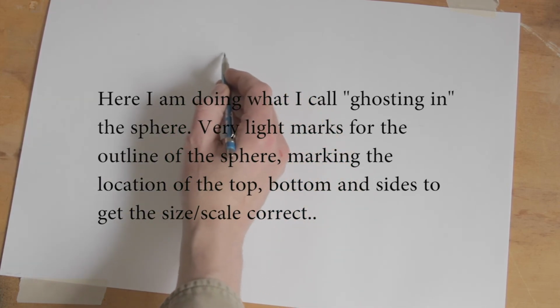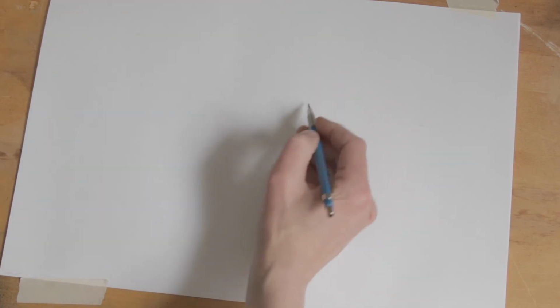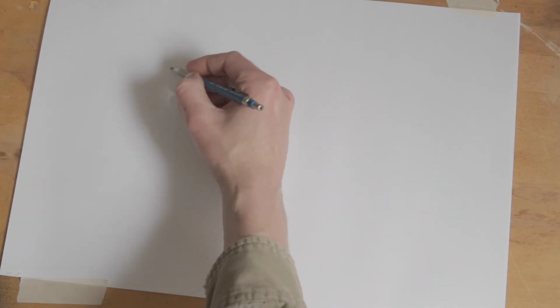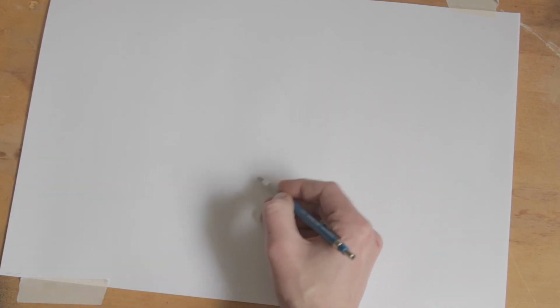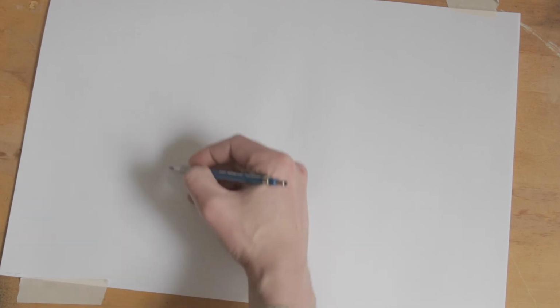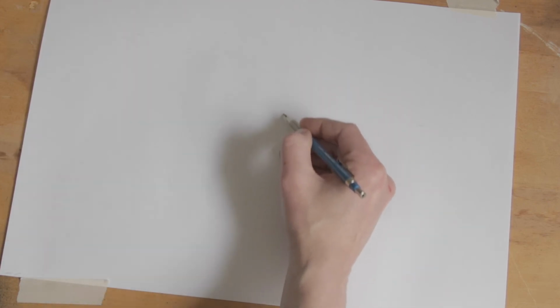Here what I'm doing is what I call ghosting in the sphere. It's just very light marks for the outline of the sphere. Very, very light marks. I'm going to continue to do it using light marks and light lines until I commit. I mark the top, the bottom, and the sides of the sphere to get the correct size and the scale.